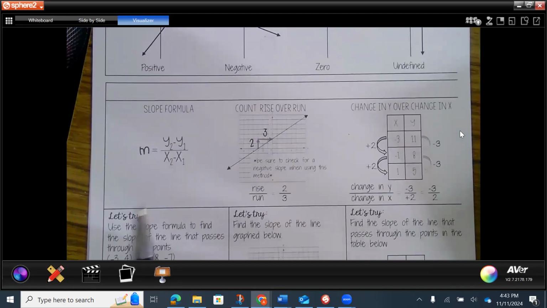So today we're going to focus on finding the slope. We already know how to do this with a graph. I'm just going to quickly go over doing rise over run. We've been doing height divided by base. We'll be doing rise over run from here on out.